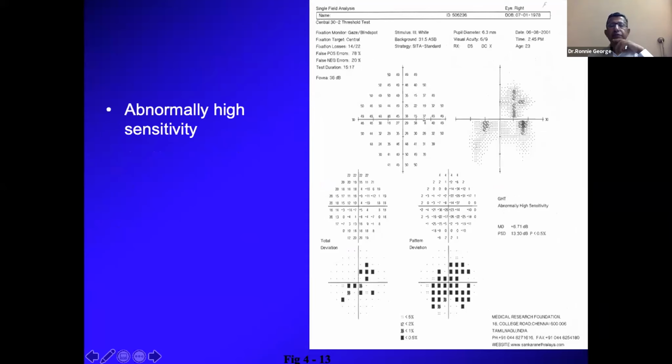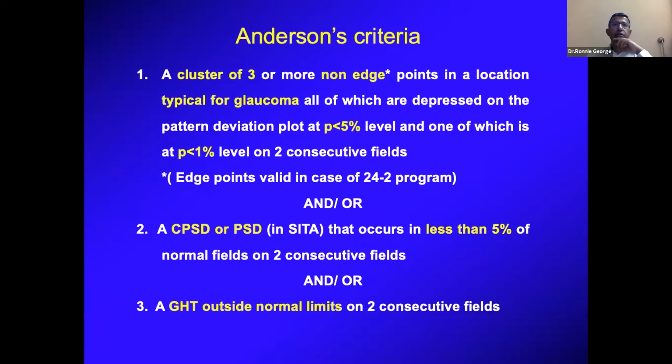When you look at a visual field, in order to decide whether the defect is glaucomatous or not, we have what we call Anderson's criteria, which has 3 criteria. The first one is there's a cluster of 3 or more non-edge points in a location typical for glaucoma, all of which are depressed on the pattern deviation plot at the p less than 5% level, and at least one of which is depressed at the p less than 1% level.